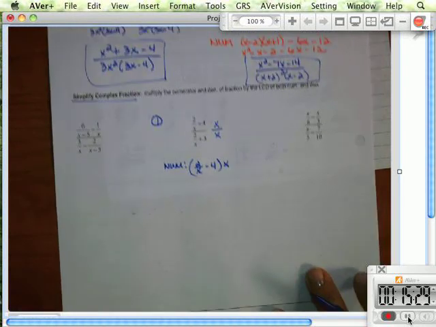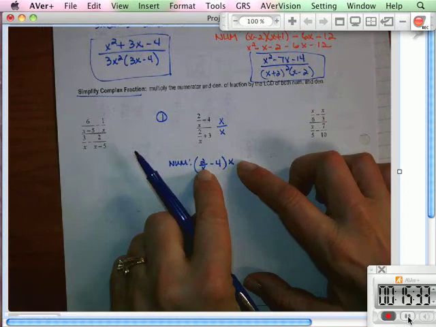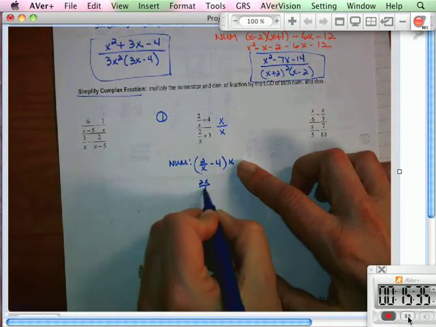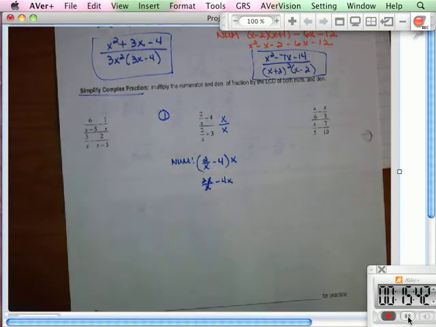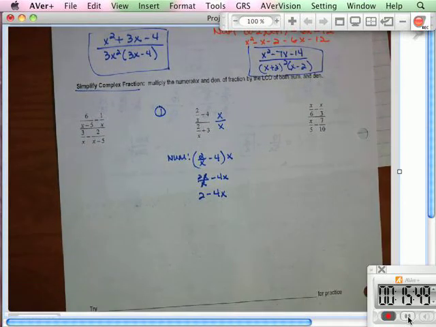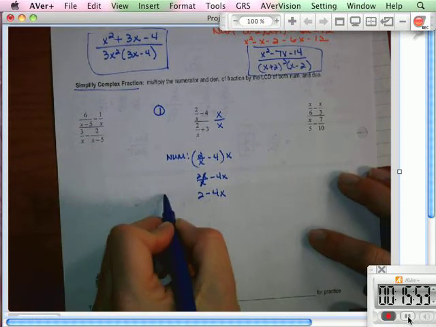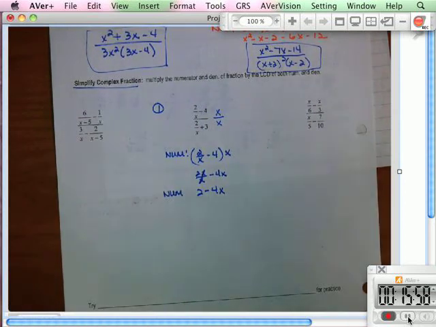Can you see that? Distributing that x, I'm going to get 2x over x minus 4x, correct? These cancel out, and my numerator becomes 2 minus 4x. That's my numerator. You could do it just by looking at it. Really, honestly, you can. So let's look at the denominator here.